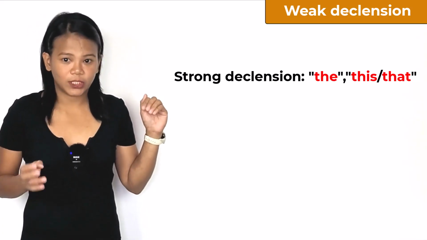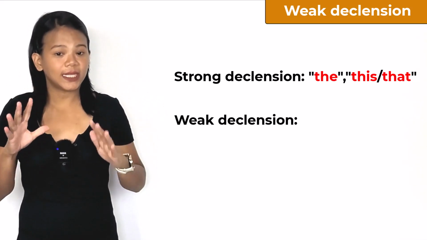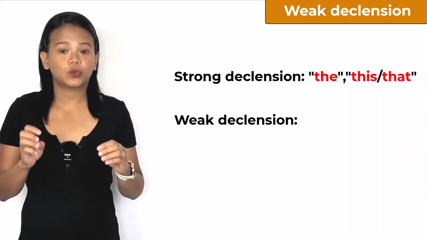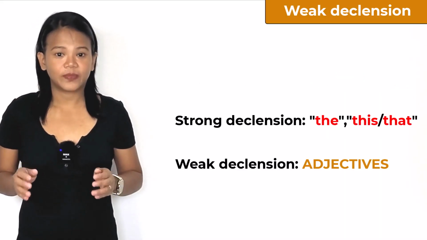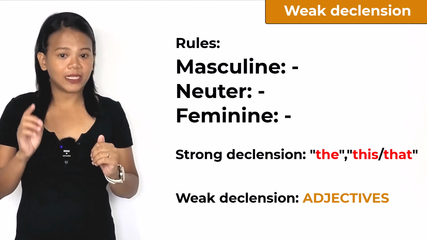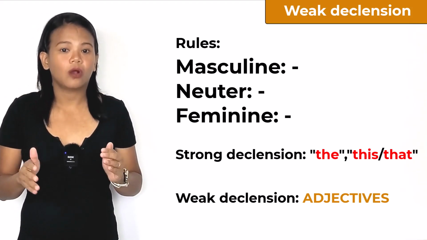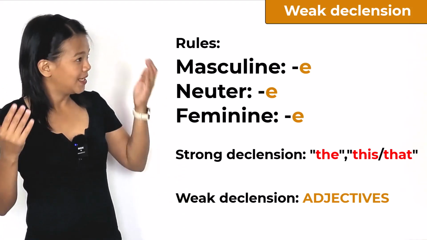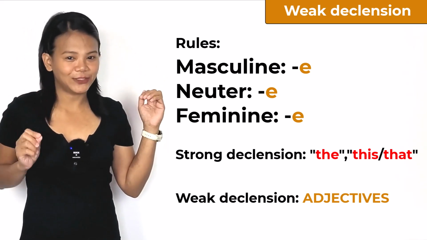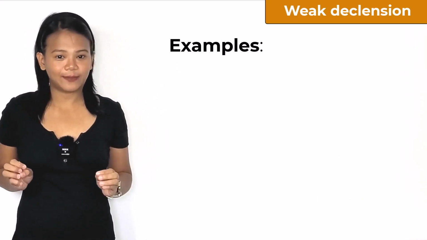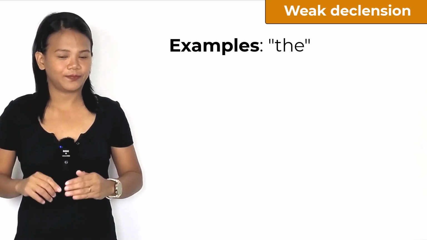When you use the article the or demonstrative pronouns, the weak declension applies to the adjectives. The rule is that masculine, neuter, and feminine all end with E. That is easier to remember. Let us have examples with the definite article the.